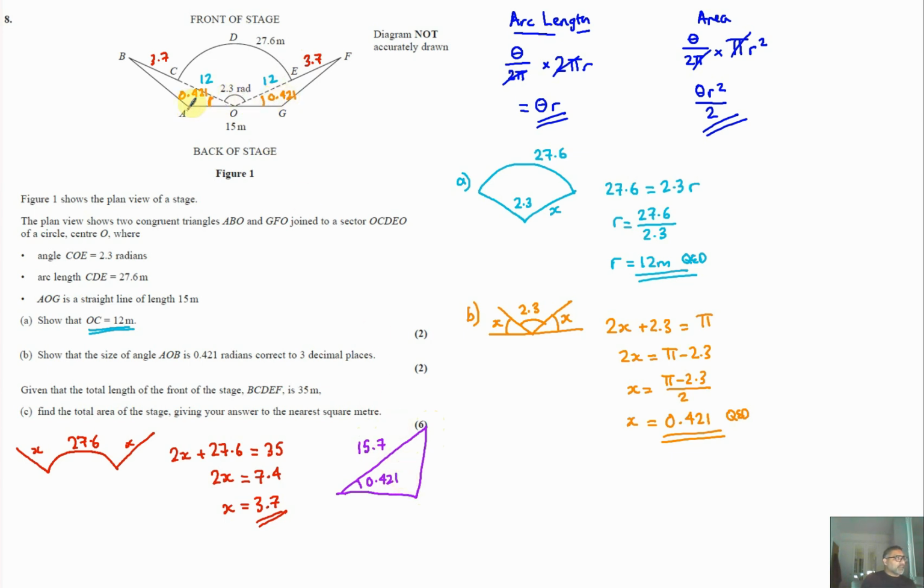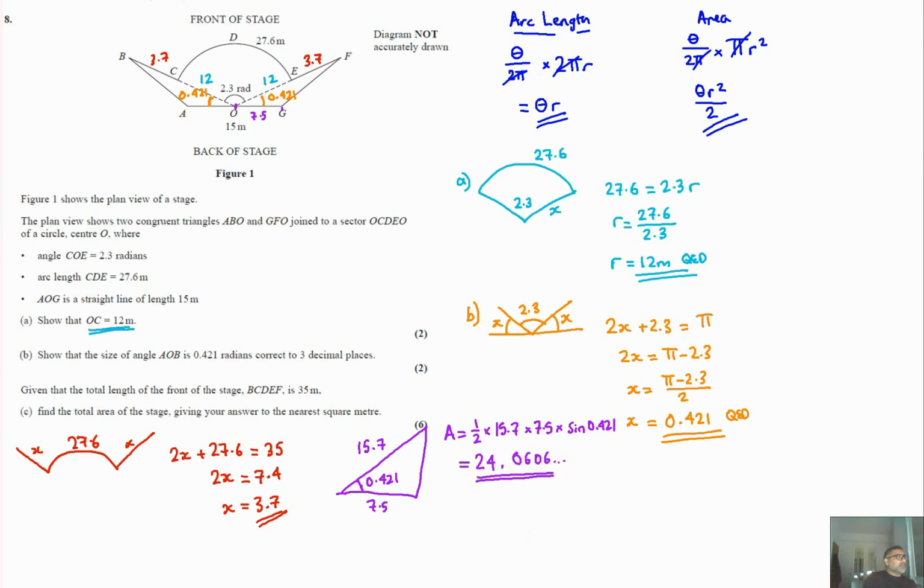And then looking at this bit here, again using the symmetry, you can see that that's going to be 7.5 because it's half of 15. And from there, we know side angle side. So therefore, we can use half ab sine C to work out the area. So the area will be half times 15.7 times 7.5 times sine 0.421. And if we work that out, that gives us 24.0606... That's the first stage done there.